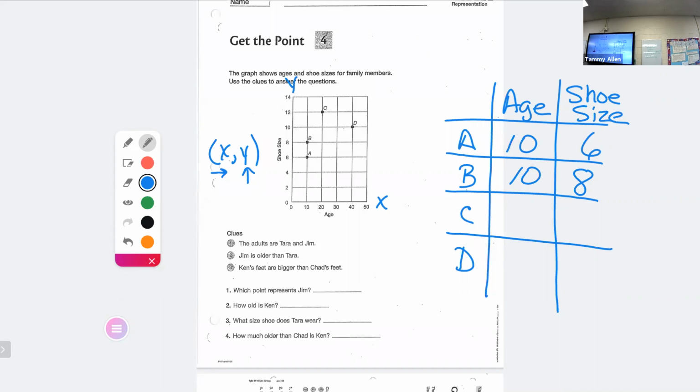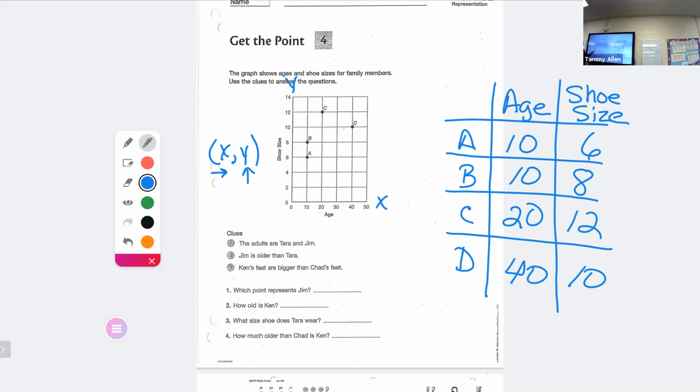And C, the age? 20. And the shoe size? 12. And D, the age? 40. And the shoe size, Ava? Any question where any of those numbers came from? Anybody? Okay.